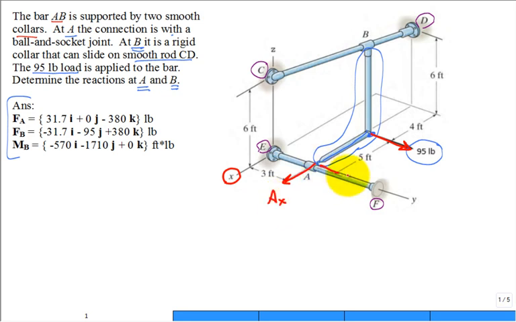Because the collar can slide, it will have a 0 AY. So that's just an observation that AY is 0 because it's a smooth collar. And it can have a non-zero AZ. Again, that's aligned with the Z-axis up here. So that's the way we would draw the supports for A to B. All right? Okay. We come up here.